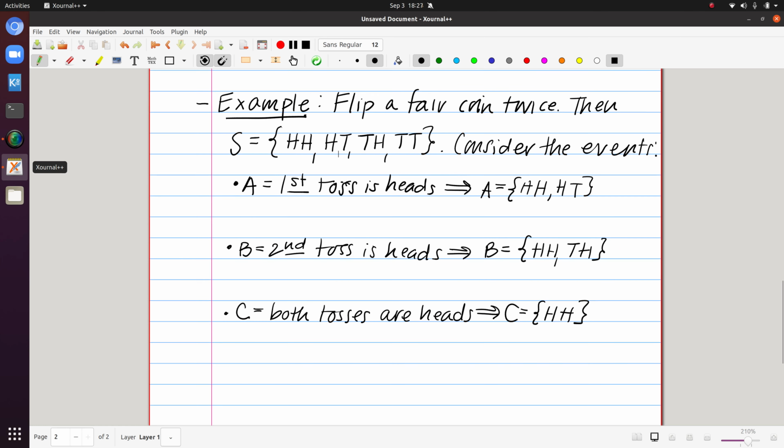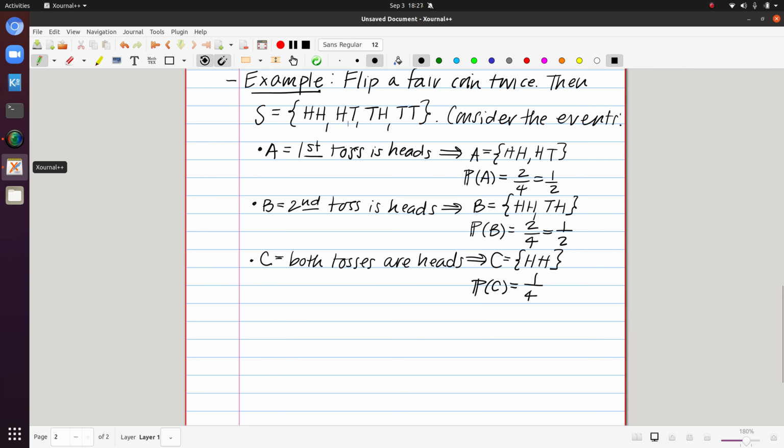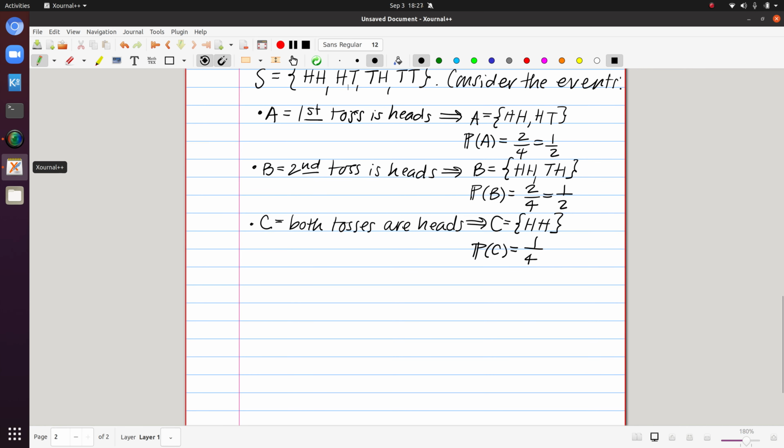Again, because we're assuming that this is a fair coin, we can assume that each of these 4 outcomes has probability 1/4 of occurring. So the probability of A would be 2 out of 4 or 1/2. Likewise, the probability of B would be 2 out of 4 or 1/2. And finally, the probability of C would be 1 out of 4. So given that background, we can actually start to think about the notion of independence.